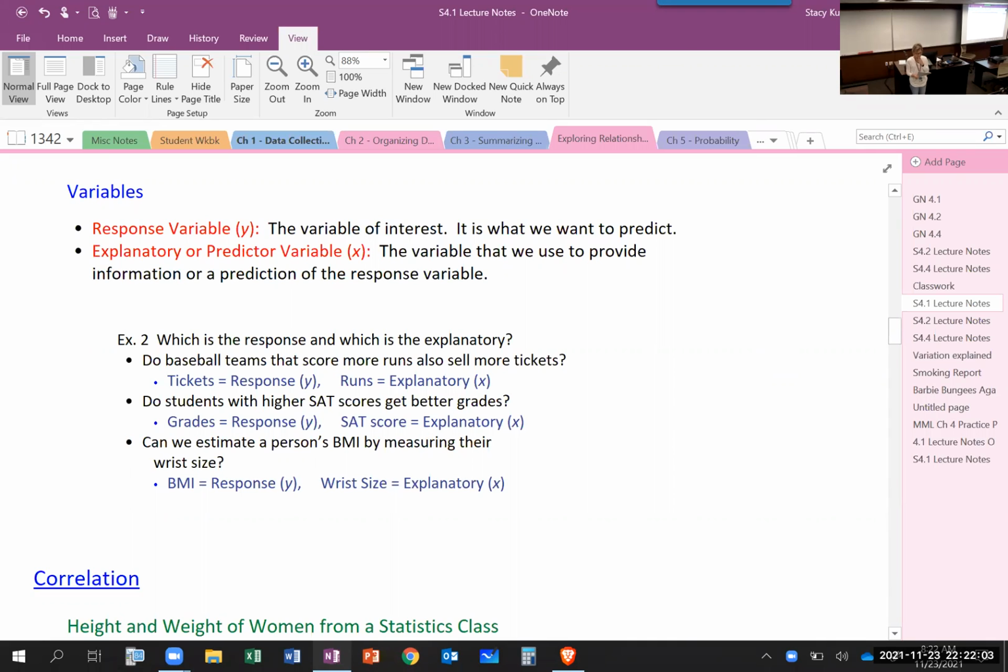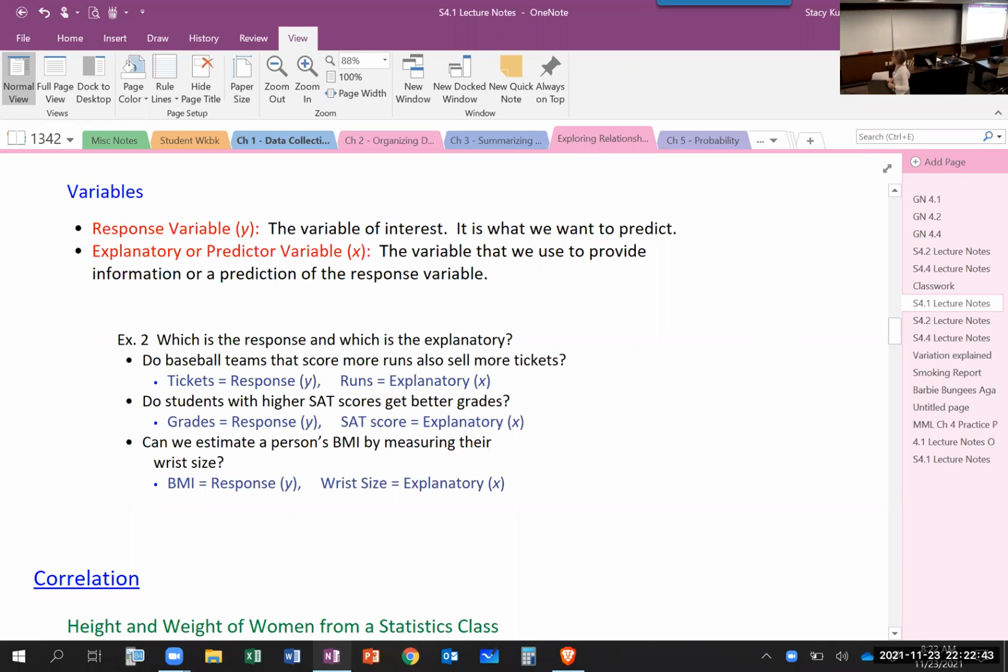Do students with a higher SAT score get better grades? We're trying to predict the grades of the students, and we're using those SAT scores to see if that's what's happening. Which one is your predictor and which is your response depends on what you're trying to ask, because I could certainly see this being flipped. It depends on the question that you might want to be asking.